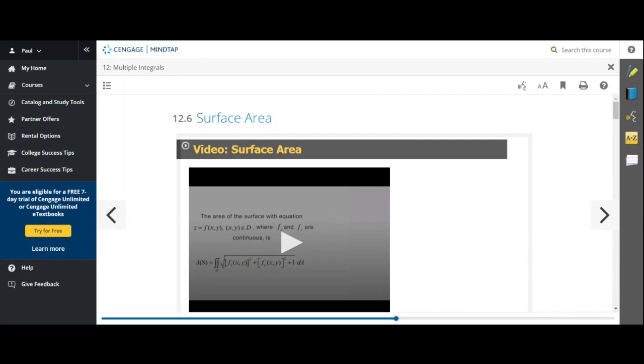Another application of these double integrals is surface area. Now, are there some shapes, some surfaces, that we know how to get the surface area for? Like, let's say a box, a cardboard box. Could we find the surface area? Okay, a cube. Yeah, that's right, Christopher. We could find the surface area for a cube.